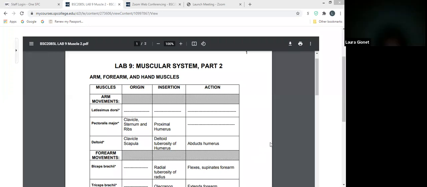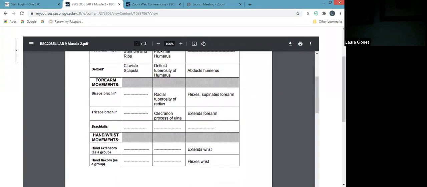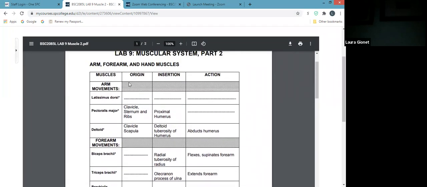All right, so here is our lab 9. These over to the left-hand side are all the muscles you need to identify. Latissimus dorsi, pectoralis major, deltoid, biceps brachii, triceps brachii, brachialis, so forth and so on. If you need to know an origin, insertion, or action, it's filled in these particular squares. So you don't have to know that many of them.